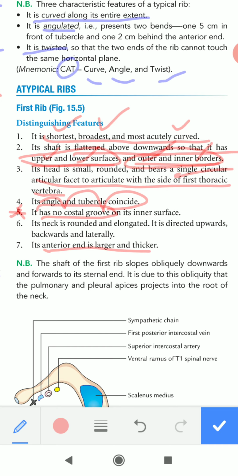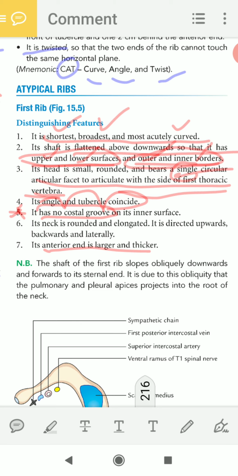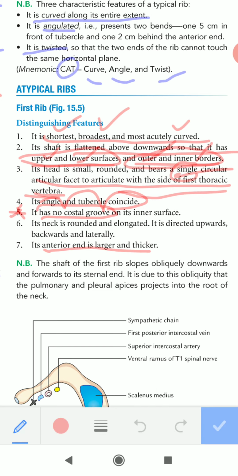Number 3, it has a single circular articular facet to articulate with the side of the first thoracic vertebra. Its angle and tubercle coincide, that means they merge with each other, and it has no costal groove. In the typical ribs we showed that there is a costal groove in the lower border of the inner surface, but there is no costal groove in the atypical ribs, that means in the first rib, and its anterior end is larger and thicker.